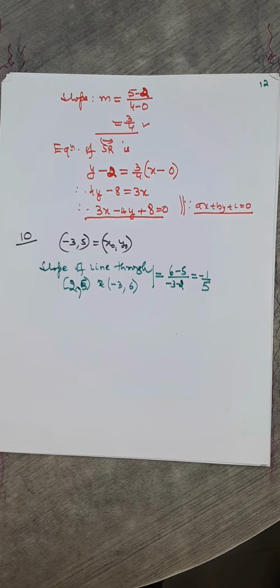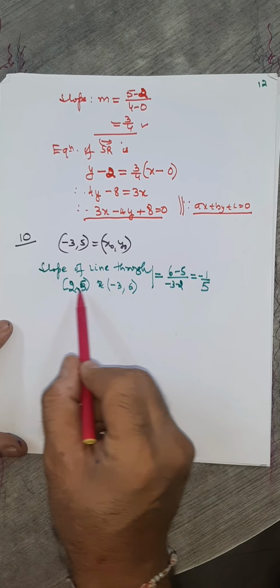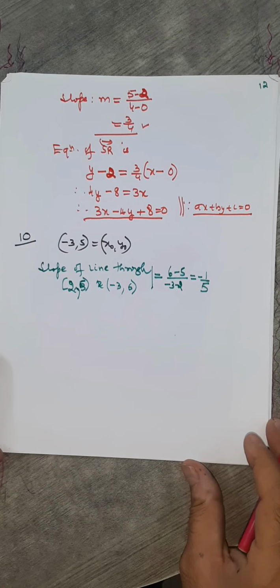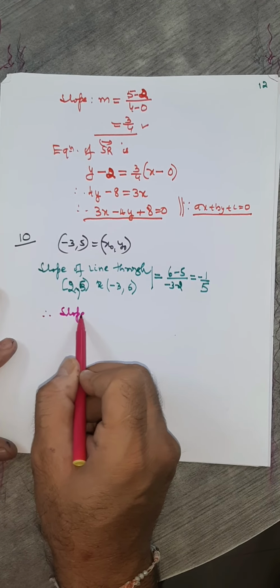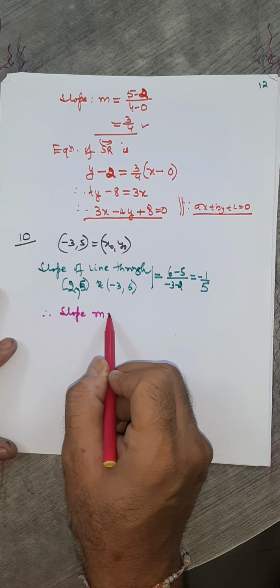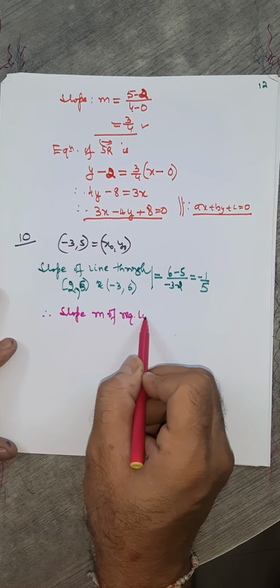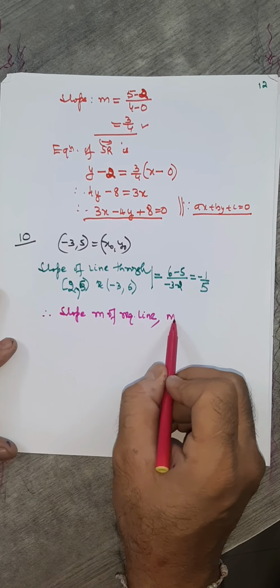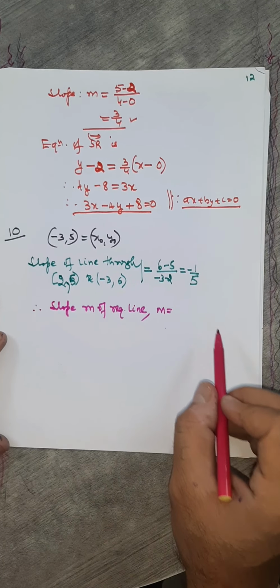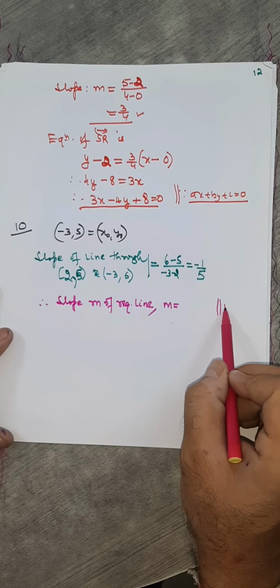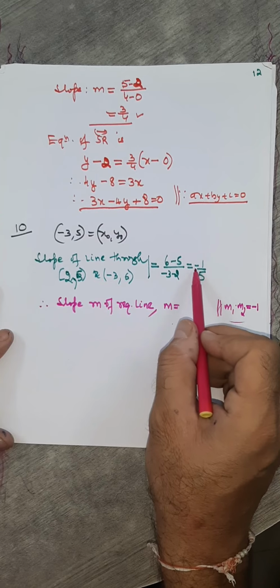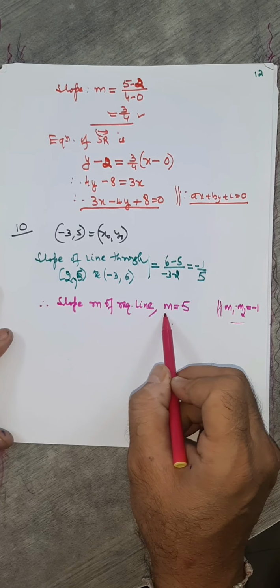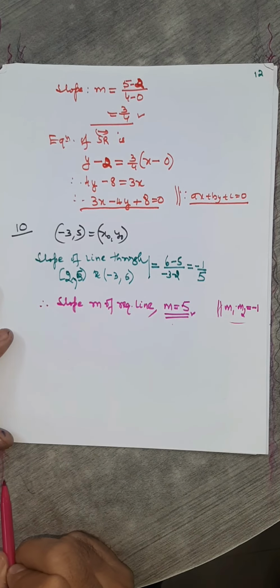Clear? Slope of the given line, the line through these 2 points. I got the slope. I'll show you by diagram also. So slope m of the required line. Now what about the required line? That is perpendicular to the given line. So which concept are you going to use here? m1 into m2 equals minus 1. Can you recall this condition? So reciprocal with opposite sign. So the slope of the required line must be 5.